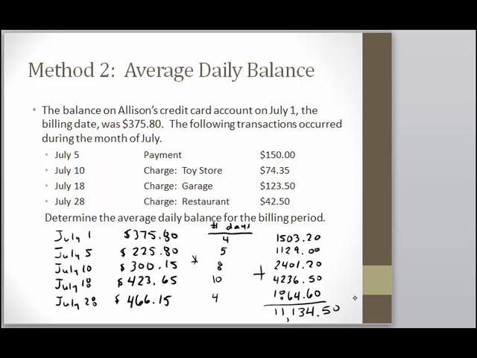Now remember that we're taking an average, so I'm now going to take that sum and divide it by the number of days, which is 31. There are 31 days in the month of July, and so we're going to divide 11,134.50 by 31, and that's going to give me $359.18. And that is my answer for the average daily balance for the billing period.